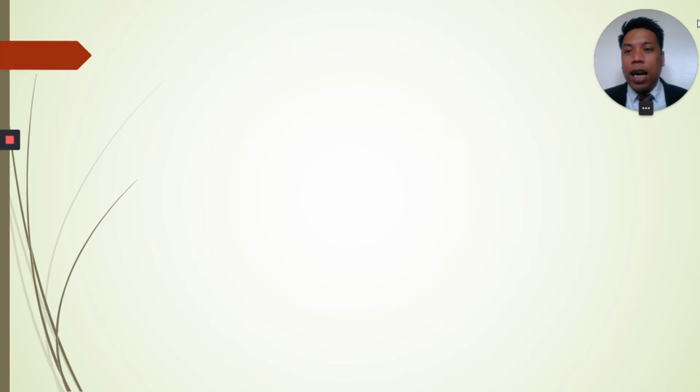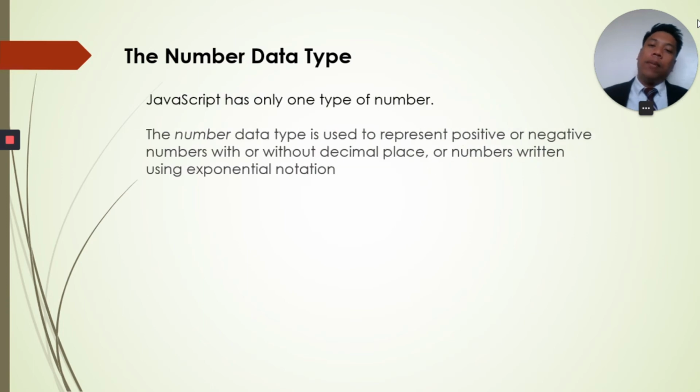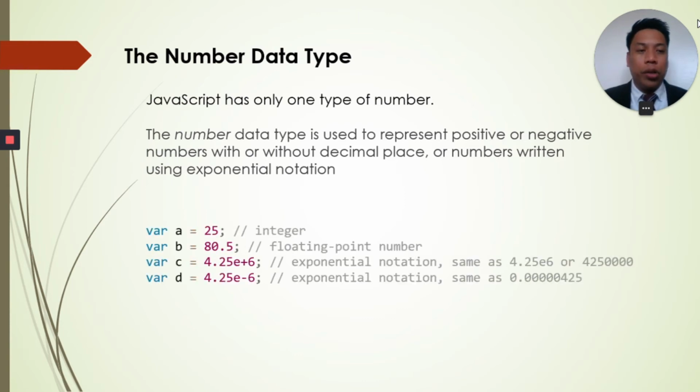The next data type that we will discuss is the number data type. Now, unlike other programming languages, JavaScript has only one type of number. In other programming languages, you have to declare if the number that you will be using is a whole number, or if it has a decimal point or an exponent. The number data type in JavaScript represents positive or negative numbers, with or without decimal place, or numbers written using exponential notation.